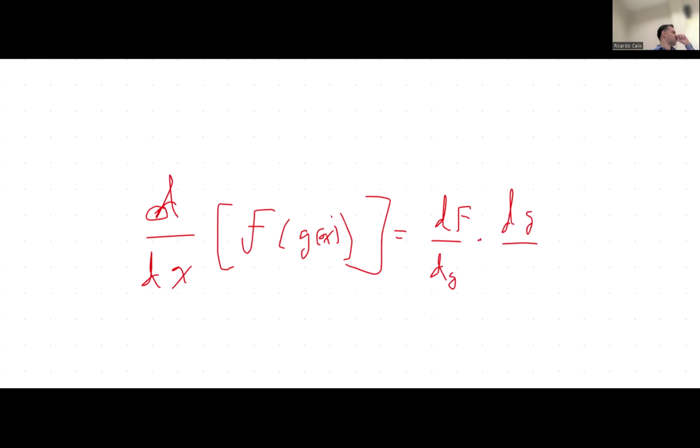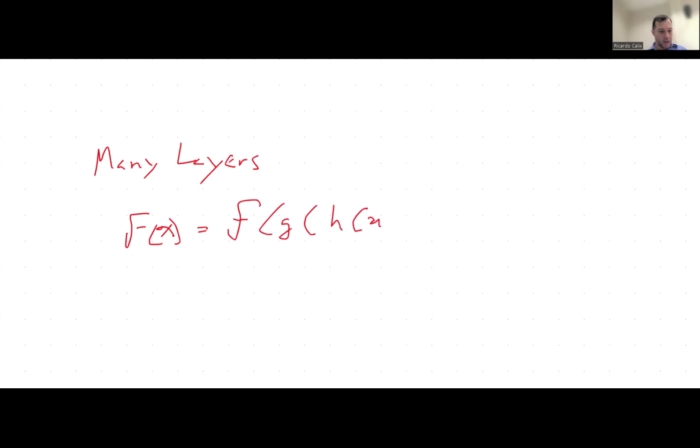So for instance, if you have many layers, the final one would be f of g of h of u of v of x. You see what's going on here? Seems kind of crazy, right? Hold on, let me finish the parentheses here. There you go. All right, so that's a very deep neural network. But that's the same thing as this one over here, so this whole structure is nested.